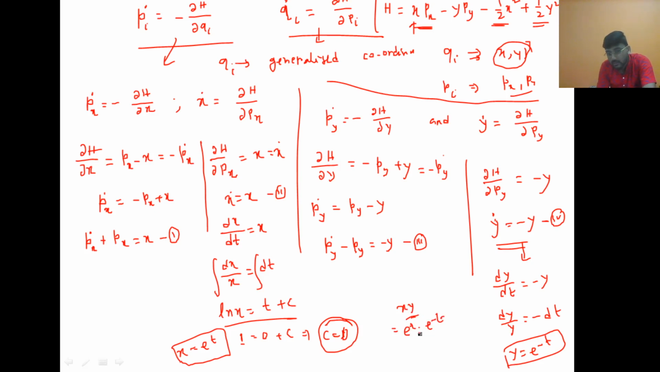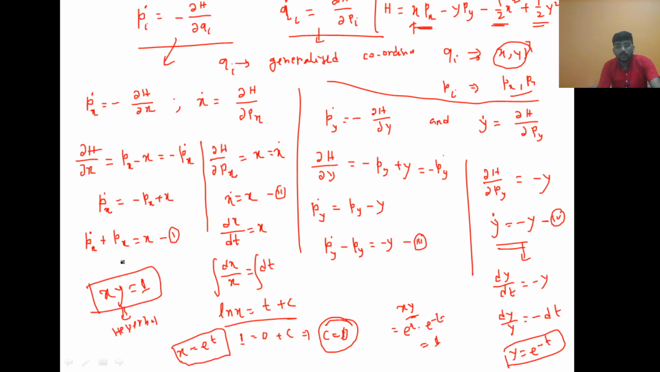So it will be what? E to the power t into e to the power minus t is 1. So xy is equal to 1. So the relation between x and y is nothing but xy is equal to 1. So it will be the hyperbola. In the xy plane, the trajectory will be a hyperbola.